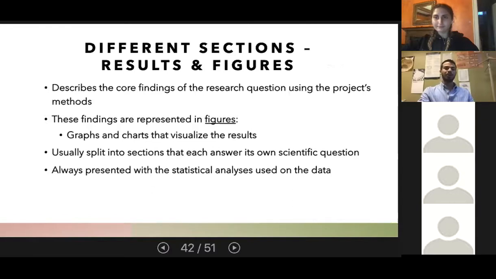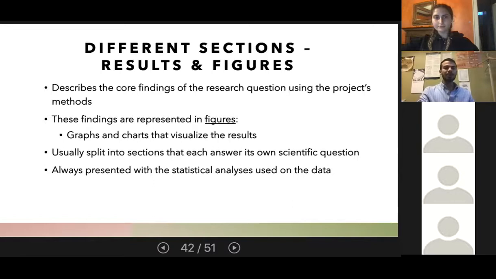Now we've reached the results section. Here, the authors describe the main findings of their experiments. The results are usually split into subsections, which are each a piece of the puzzle, and describe the results from a specific part of the project. They are often presented in figures, which are graphs, charts, or any graphical aid that lets the authors visualize their results. The results are always presented with the statistical analysis used on the data.